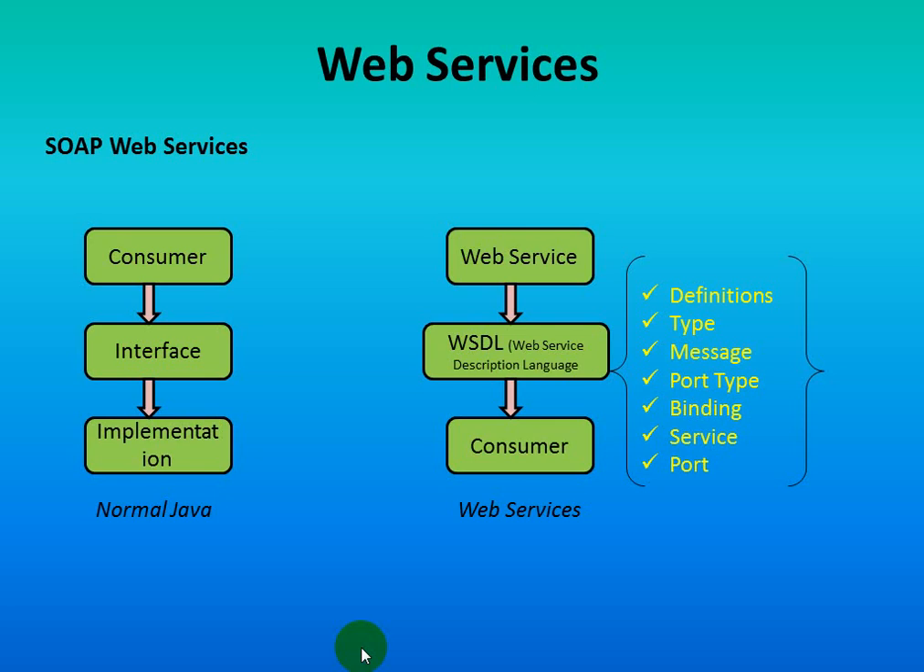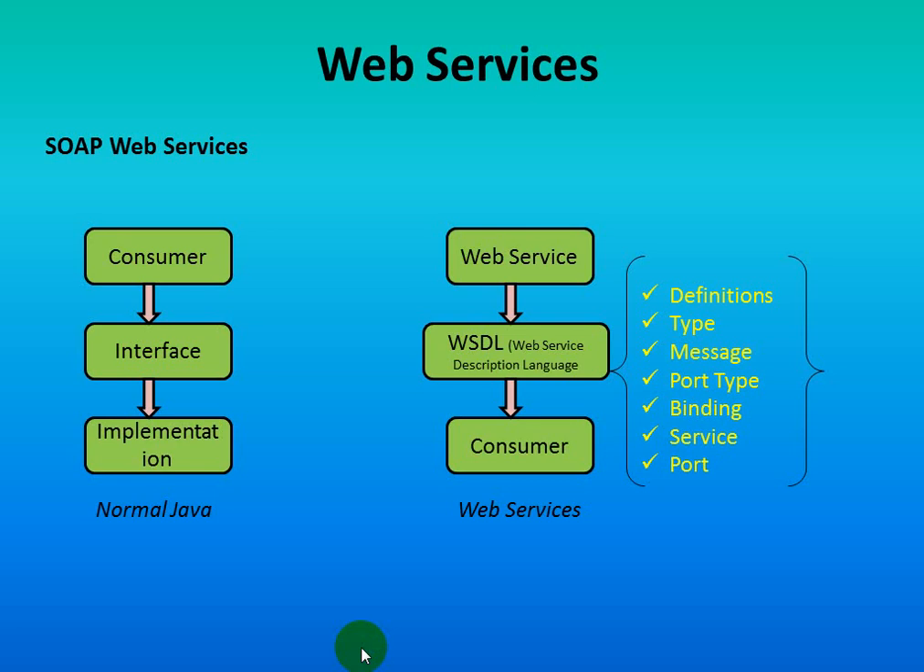WSDL is actually the Web Service Description Language. It is written in XML only. The WSDL contains the following components: definitions, type, message, port type, binding, service, and port. Don't worry about all these terminologies because you are not going to write the WSDL. The system will generate it. Of course, in some cases we need to write the WSDL as well, but not so frequently. So just concentrate on what the WSDL contains, no need to worry about the XML structure.